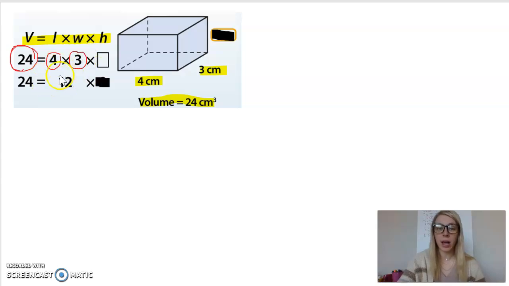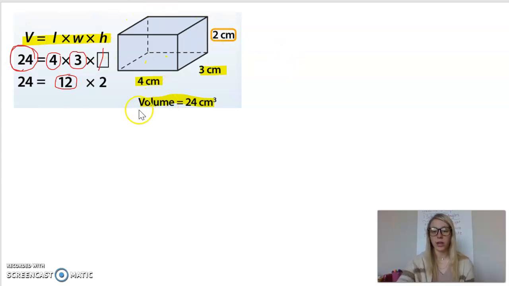So we can multiply 4 times 3 together to get our base area of 12. And then I have to figure out what multiplied by 12 gives me 24. And I know in my head that 2 multiplied by 12 is going to give me 24. So fifth grade, 2 is my unknown height here. So if I erase that, 2 is our unknown height. And please note that the label is centimeters cubed because we are working with a cube.